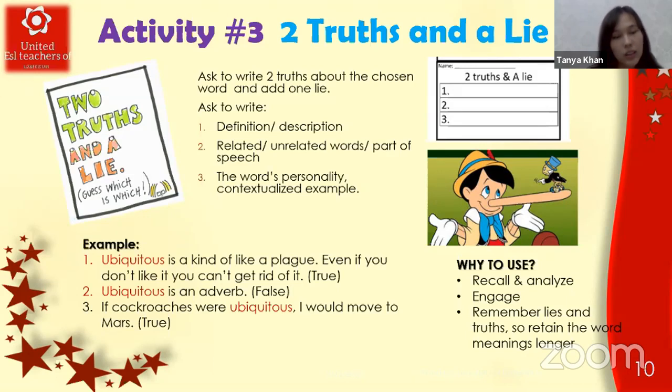As an example, you can see here the word ubiquitous. So for the first, as a definition and description, it's given like, ubiquitous is a kind of like a block. Even if you don't like it, you can't get rid of it, which is actually true, and its usage is right. The next sentence is about ubiquitous being an adverb. Actually, it's not an adverb, it's an adjective. So that means it's the lie sentence. And the third one, if cockroaches were ubiquitous, I would move to Mars, which according to the context is used appropriately. Therefore, students have to analyze all of the 3 sentences and find out the lie.